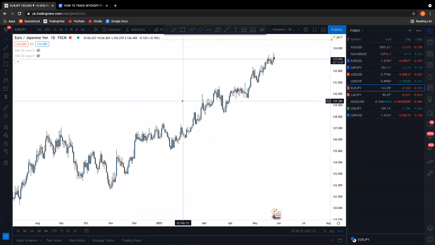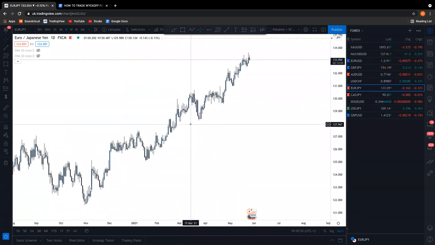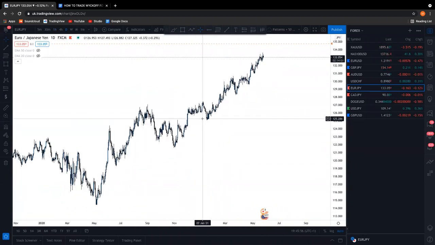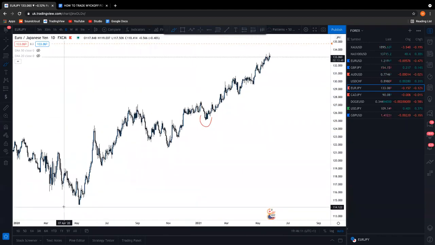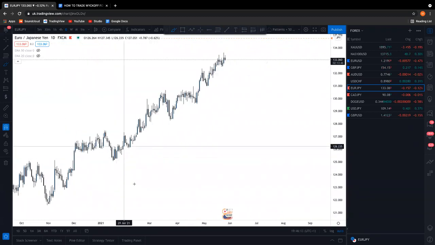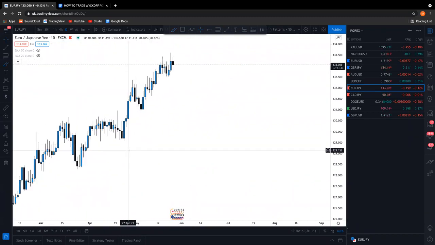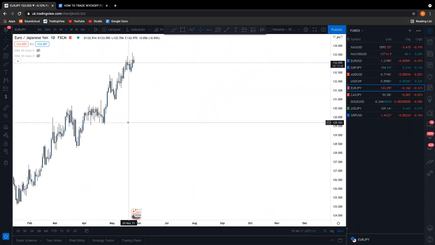So what did I see in Euro JPY? I could see a very clear market that we were bullish in. You can see that we are very clearly forming higher highs and higher lows. The market has been forming higher highs and higher lows for a very long time now, basically since the beginning of 2020. The market has been very bullish for a long time, and therefore I'm not going to be looking to do anything other than buy this market.